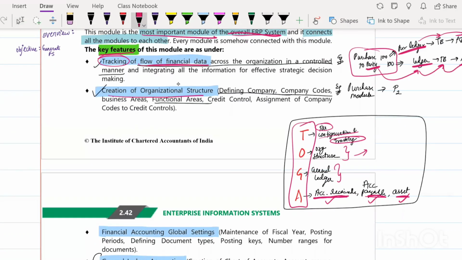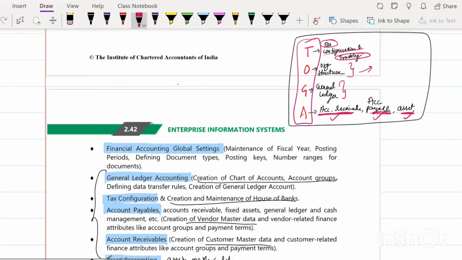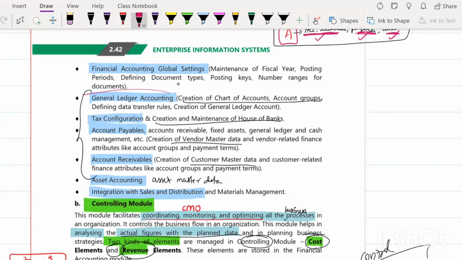Then you have to create organizational data, that is, define the company codes, company names, and what areas are there in the company. Then you have to do your general ledger accounting, that is, create all the general ledgers and the accounting groups that you have in the company. All of those you have to update.